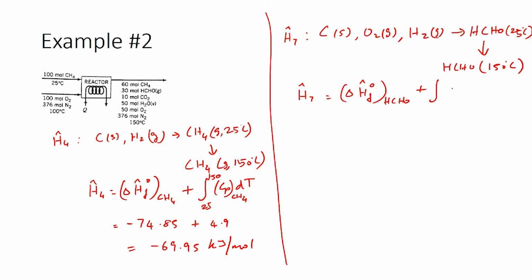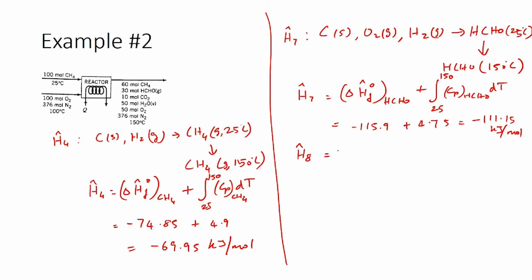plus integral Cp dt, where Cp of formaldehyde has to be used, and the temperature range is from 25 to 150 degrees Celsius. Using the tables, you will be able to get the values for heat of formation and for the Cp of formaldehyde. Substituting these, we can get H7 cap as minus 115.9 plus 4.75, which is equal to minus 111.15 kilojoules per mole.